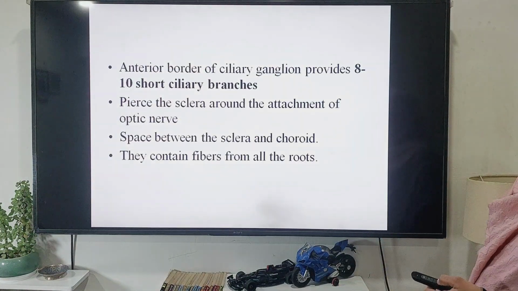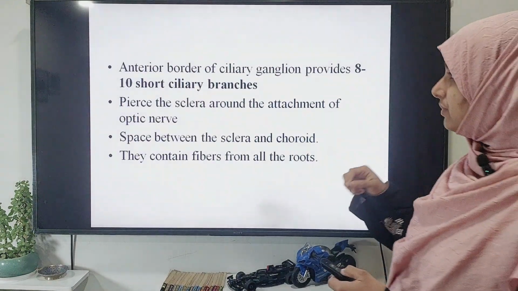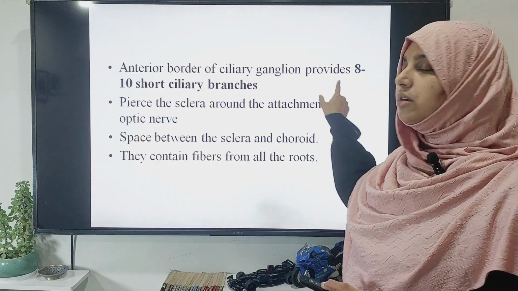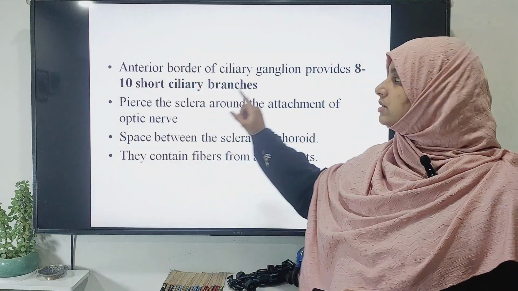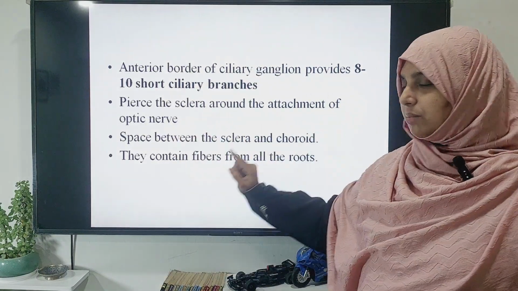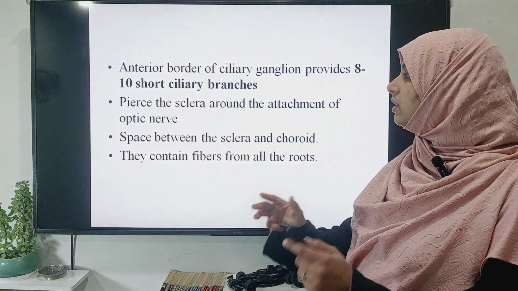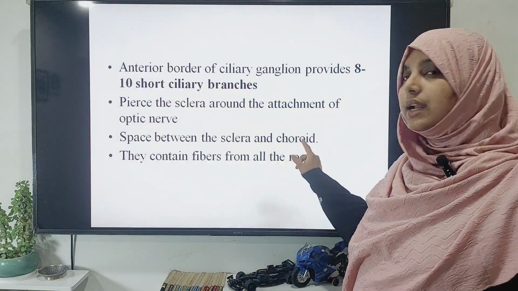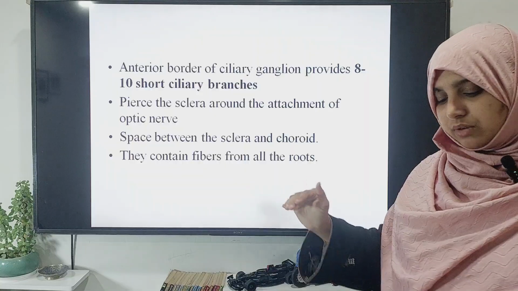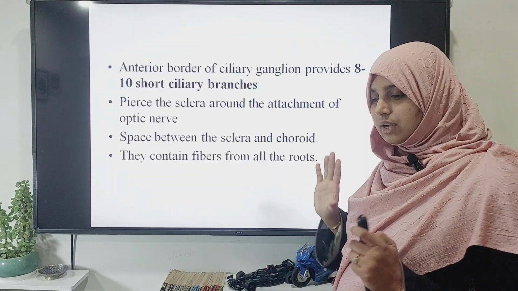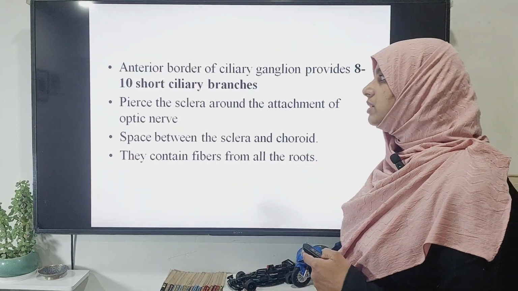So next, from the anterior border of the ciliary ganglion, there are going to be 8 to 10 short ciliary branches. They pierce the sclera around the attachment of the optic nerve, and then they travel within the eyeball between the sclera and the choroid, that is the outermost layer and the middle layer, and they contain fibers from all the roots. That's the final bus which is carrying towards the destination.